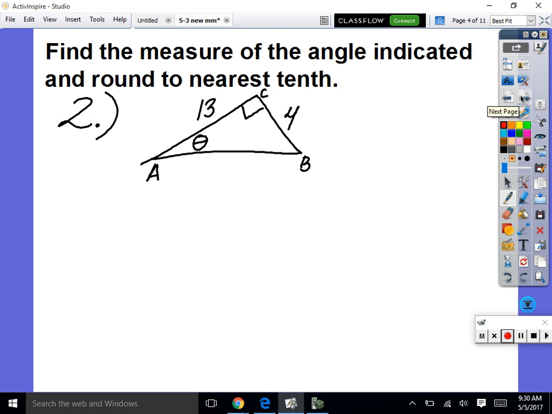Let's do number 2. It says find the measure of the angle indicated. So once again, notice there's not a sine there. There's not cosine. There's not tangent. So that's not what you're trying to find. You're going to say, I'm trying to find the angle, so I'm going to put a star by it to remind myself I'm actually got to go all the way on this one and find angle theta.